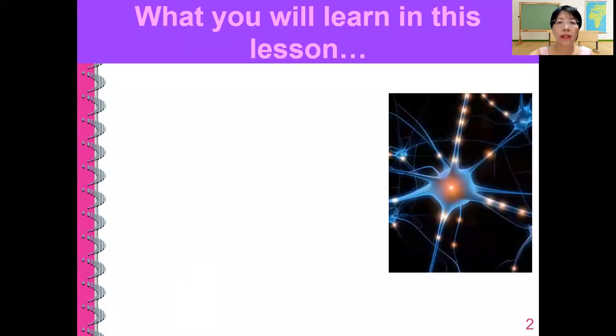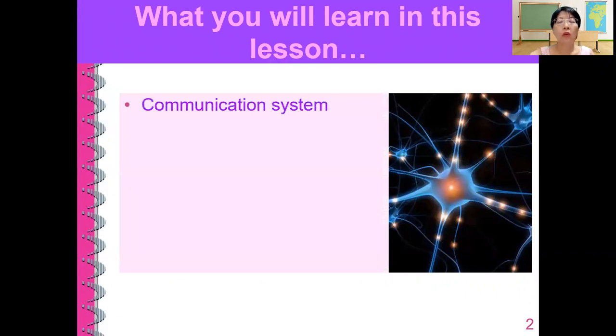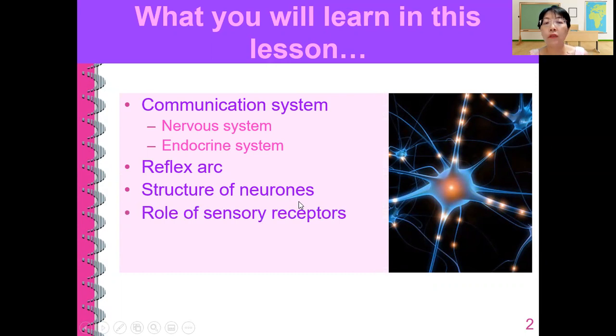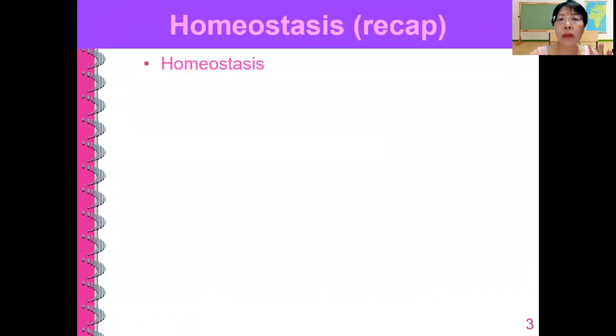So what you're going to learn in this lesson is an overview. You're going to learn about communication system, basically, right? So we know that the communication system in our body is either made of nervous system or endocrine system, or both will work together. And you're going to look at reflex arc, because using reflex arc, you're going to learn the 3 types of neurons that are involved in the reflex arc. So you're going to learn the structure and function of the 3 types of neurons. Okay, role of sensory receptor I teach you in a separate chapter, separate topic.